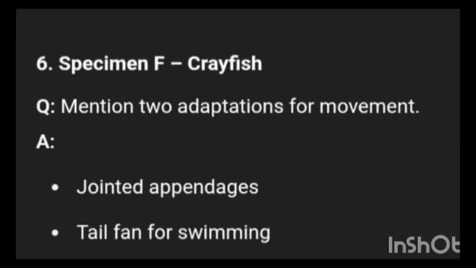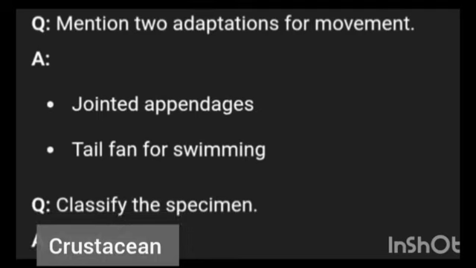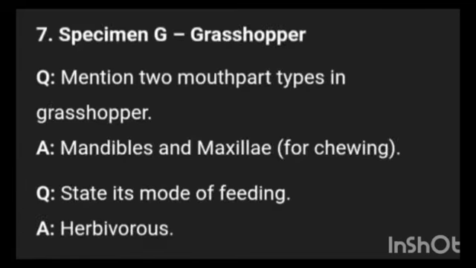Specimen F is a crayfish. Mention 2 adaptations for movement. 1, it has jointed appendages, and 2, it has a tail fan used for swimming. These are the adaptations for movement for specimen F, the crayfish. Now, classify the specimen. The crayfish belongs to Crustacea. So you have to be very careful with your spellings. Very important in biology, spellings are taken very seriously. Okay, that's for the crayfish.